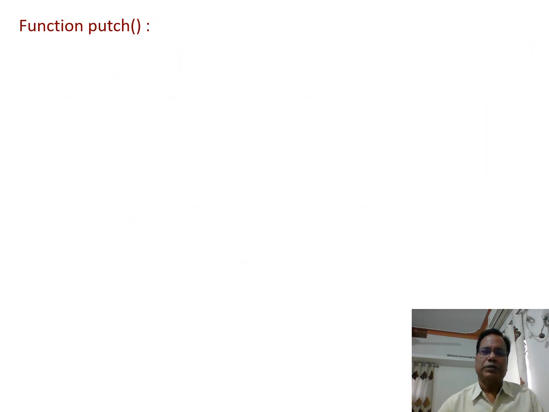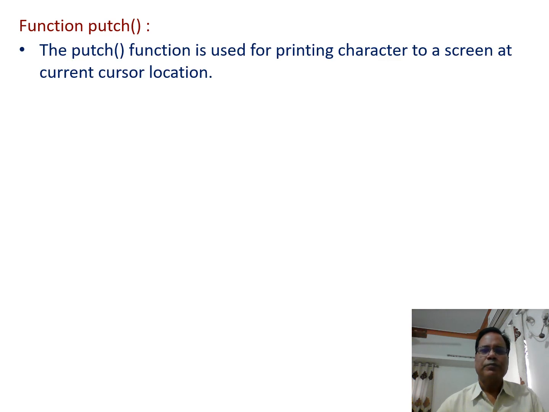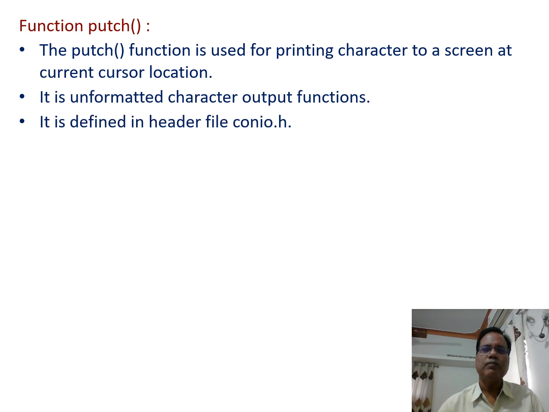Function putch. What is function putch? The putch function is used for printing a character to the screen at the current cursor location. So where the cursor is present at that point, a character is printed using the putch function. It is an unformatted character output function. It is defined in the header file conio.h.